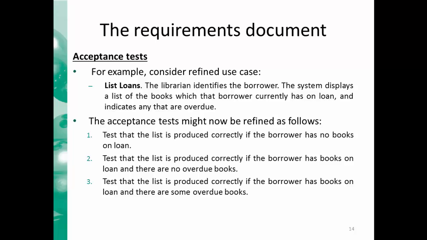And now we take another situation where the borrower is having some books on loan. So we need to test that the list is produced correctly if the borrower has books on loan and there are no overdue books. Then we again test whether we can produce the list of loans when some books are overdue. So we take all possible situations. The borrower has no books on loan. The borrower has books on loan but no books are overdue. And the other possible situation, the borrower has list of loans and some of these books are overdue.